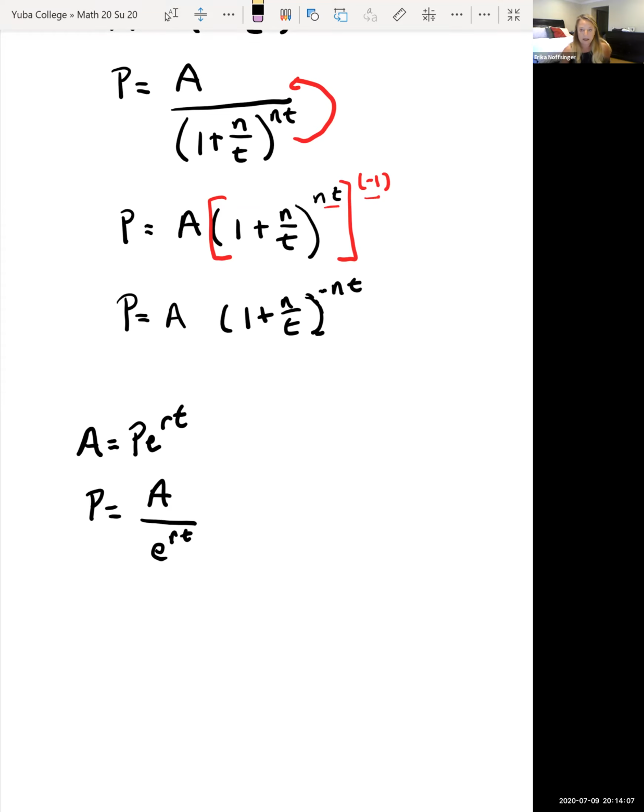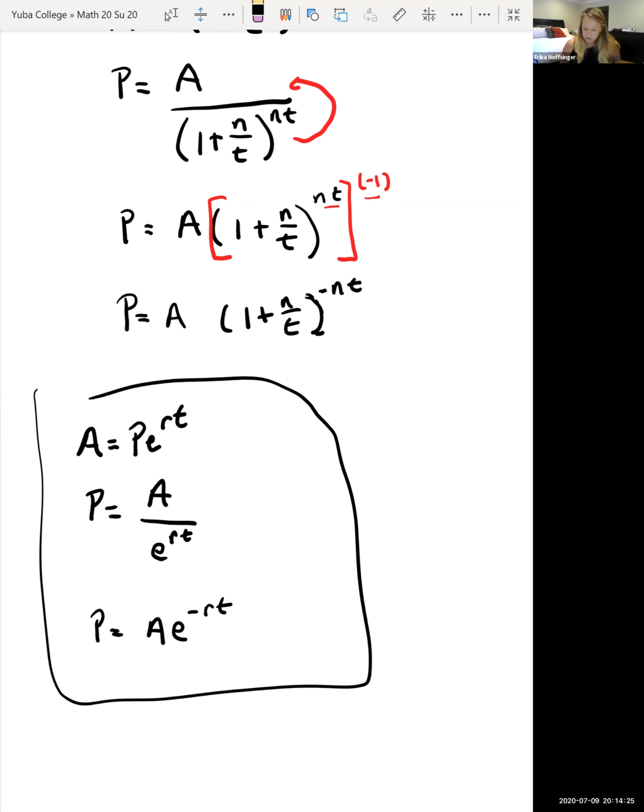Same idea, let's bring the piece in the denominator up. We can make it equivalent by giving it a negative exponent. So P is equal to A e to the negative RT. Okay, so those are the present value theorems.